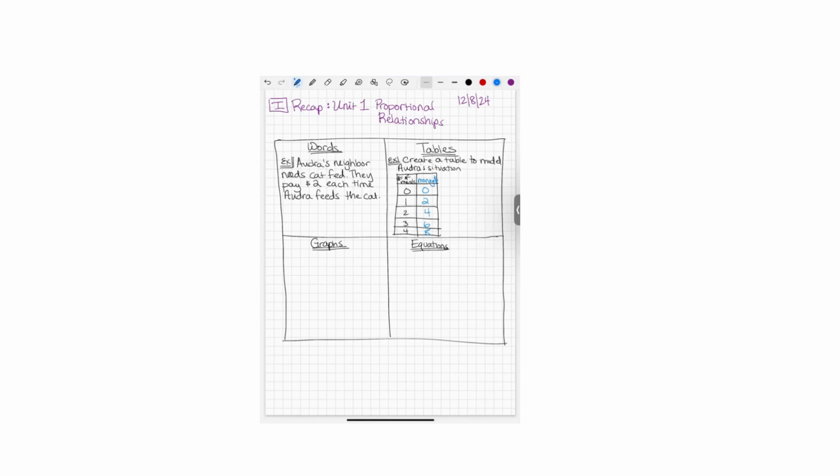Okay, perfect. Things to remember about tables and proportional relationships is that we often ask you guys to look for patterns, but we'll get there in a second.